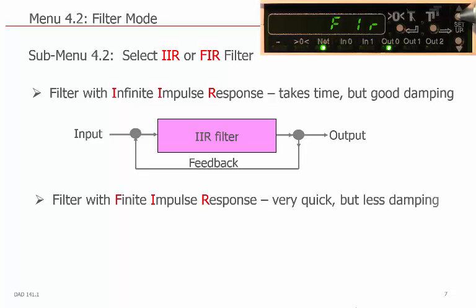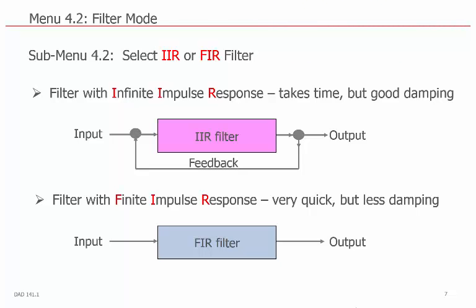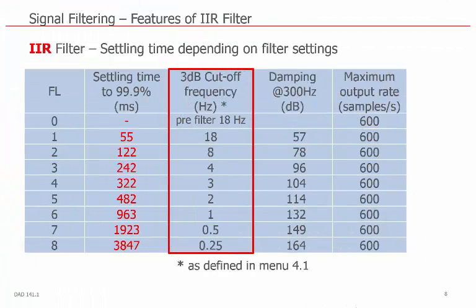A finite impulse response filter is very quick, but has less damping. The block diagram picture shows the operation of an FIR filter. There is no feedback loop to the input, which makes this type of filter quicker. Press Enter to quit and save the changes.